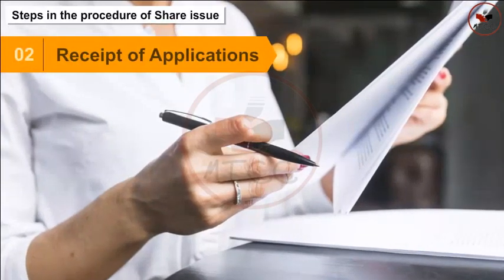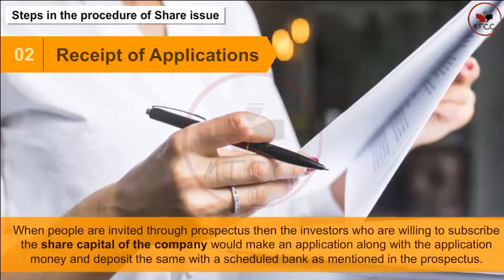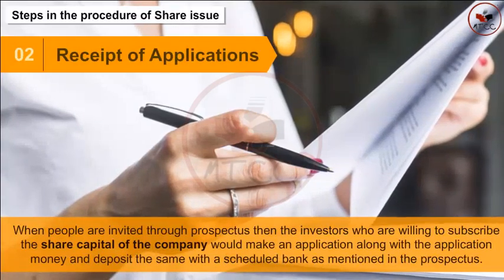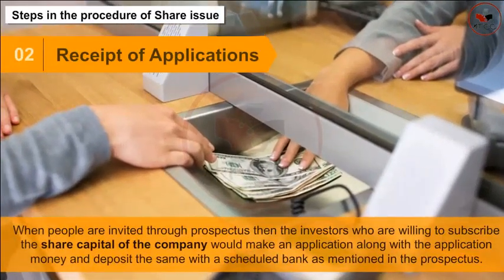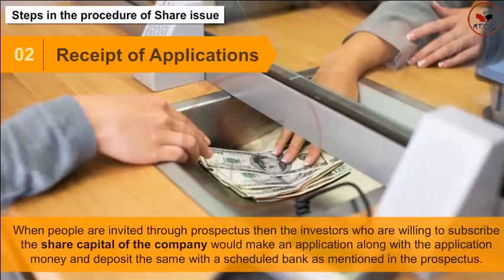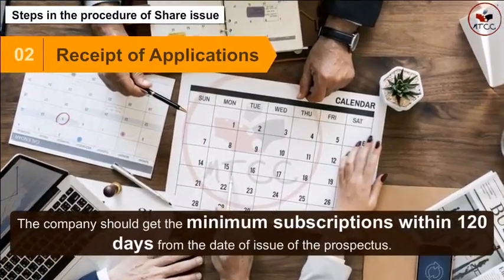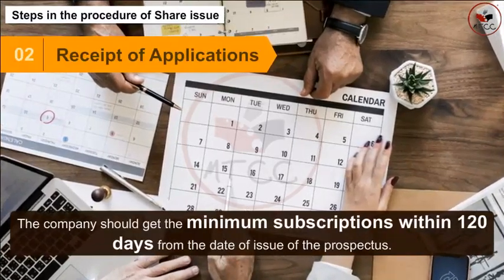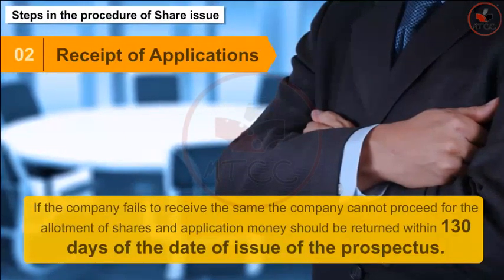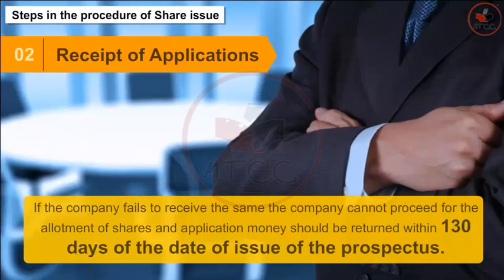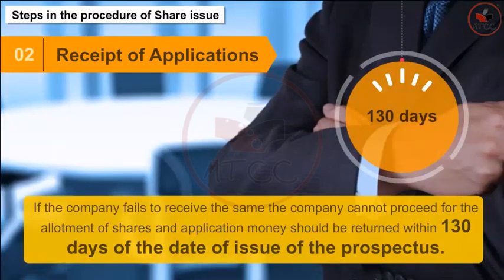Receipt of applications. When people are invited through the prospectus, the investors who are willing to subscribe to the share capital of the company would make an application along with the application money and deposit the same with the scheduled bank as mentioned in the prospectus. The company should get the minimum subscriptions within 120 days from the date of issue of the prospectus. If the company fails to receive the same, the company cannot proceed for the allotment of shares, and application money should be returned within 130 days of the date of issue of prospectus.